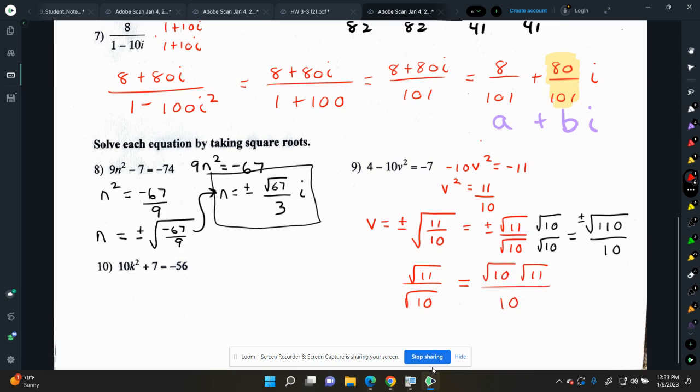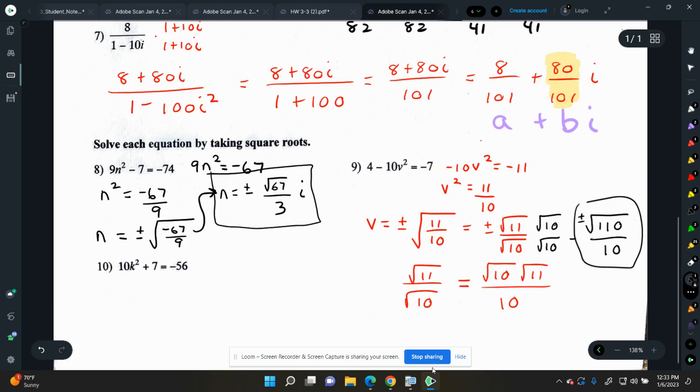So I simplified the bottom square root, the square root of 10, to 2 square root of 5, but it's not. 10 factors down to 2 times 5. You did the square root of 20. Okay. So this is our answer right here: plus or minus the square root of 110 over 10.